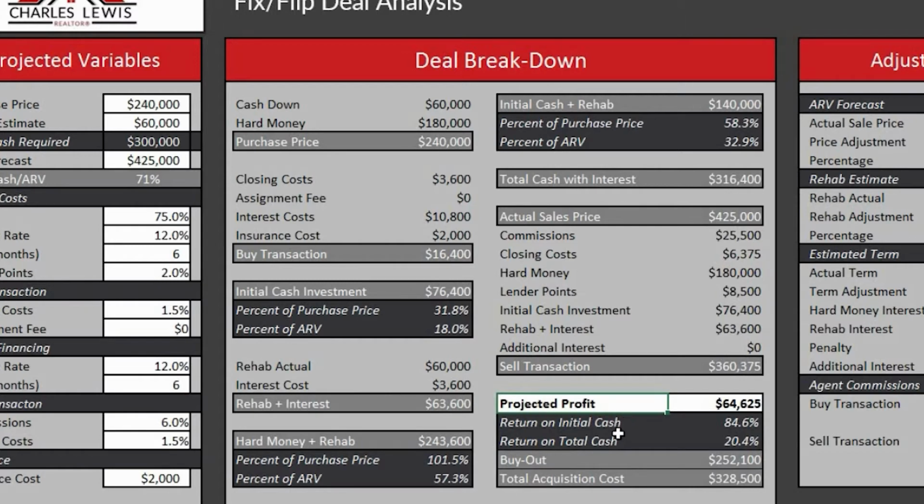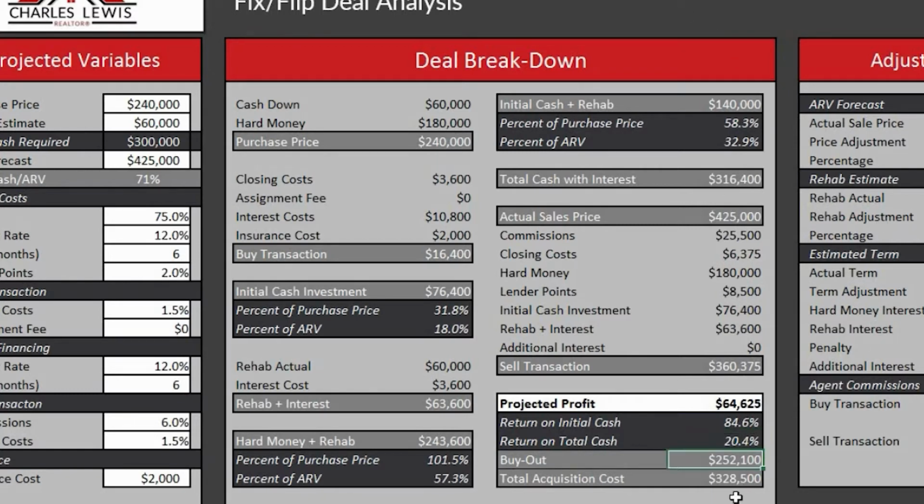So now here's where it gets interesting. Is your return on your initial cash. You've only put in $76,000, but you got back that original investment plus 64, which represents an 84.6% return on your cash, the initial cash. And then, of course, the return on the total cash, that represents all of the money that's in play, including the lender's money.